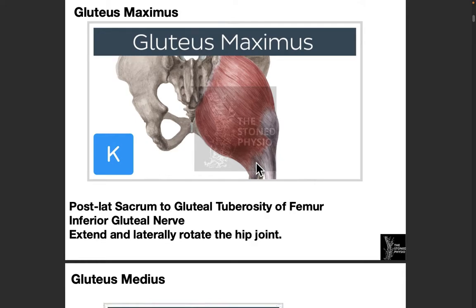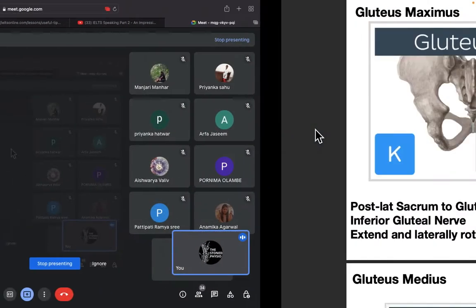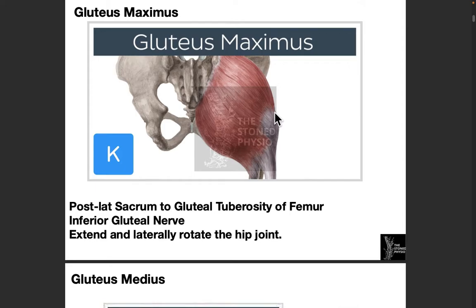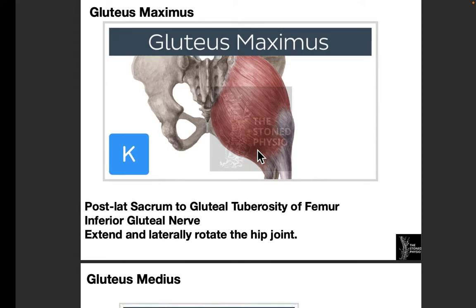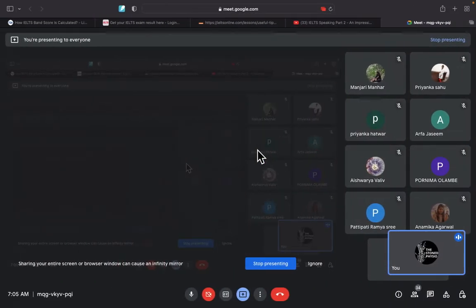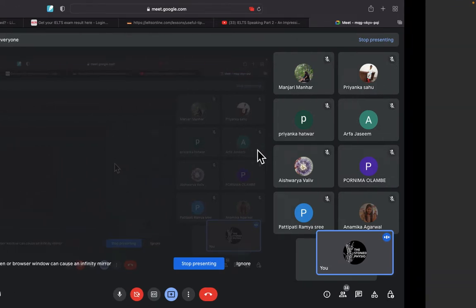Talking about the gluteus maximus, first of all it is the most superficial gluteal muscle. We have talked about its insertion, on the gluteal tuberosity of the femur. It comes from the lateral and inferior part of the sacrum. This is the sacrum, of course. So from the posterior lateral sacrum to the gluteal tuberosity of the femur. The main function of this muscle is of course the extension of the hip joint.